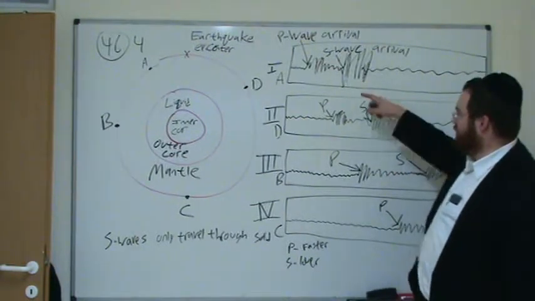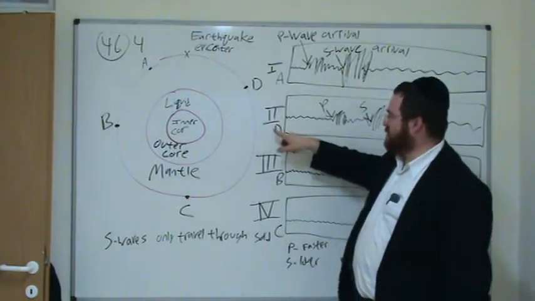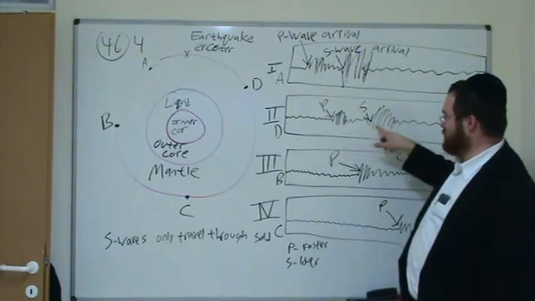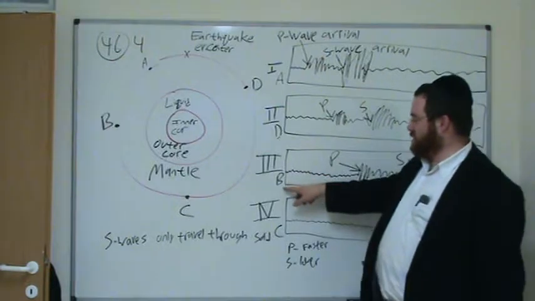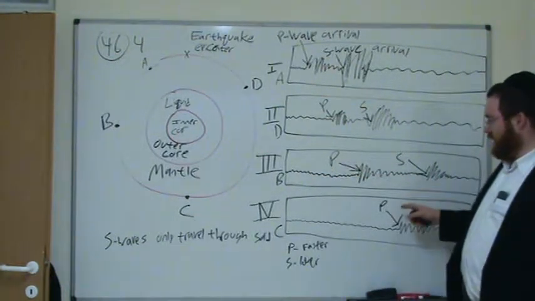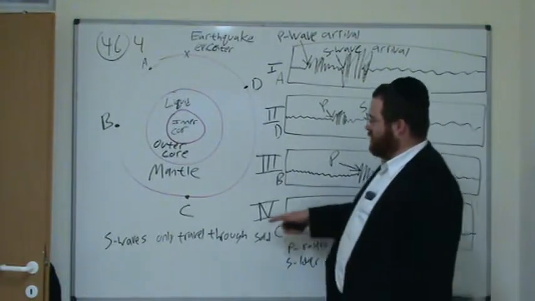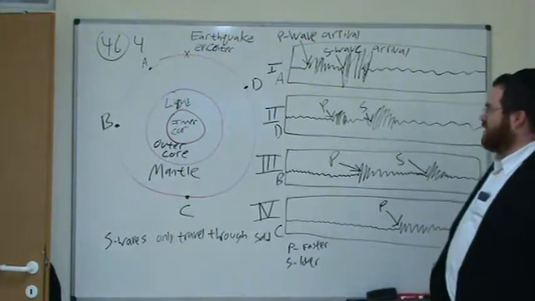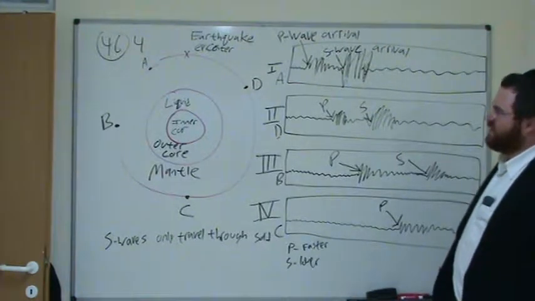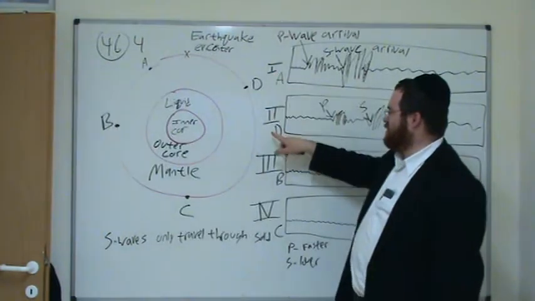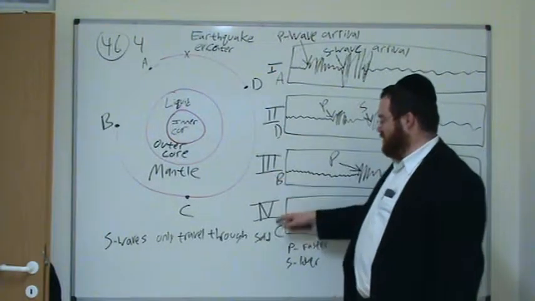So in 3. So A is closest. D is a little further. So the S wave comes much later than the P wave. B is even further. So the S wave comes much, much further than the P wave. And C, there's no S wave because it's all the way down. So the correct answer, the answer to 46, is 4. That 1 is A, 2 is D, 3 is B, and 4 is C.